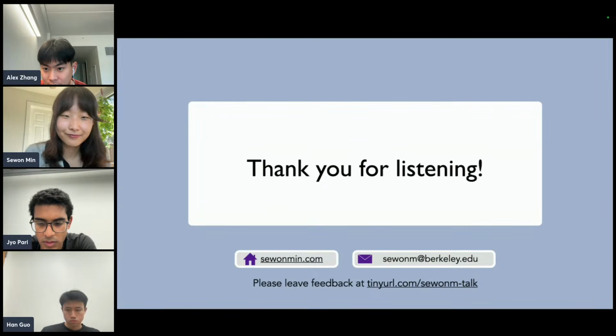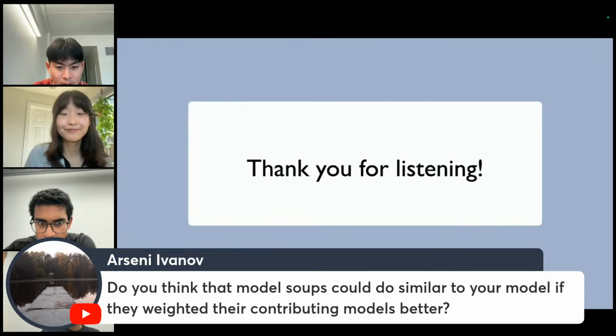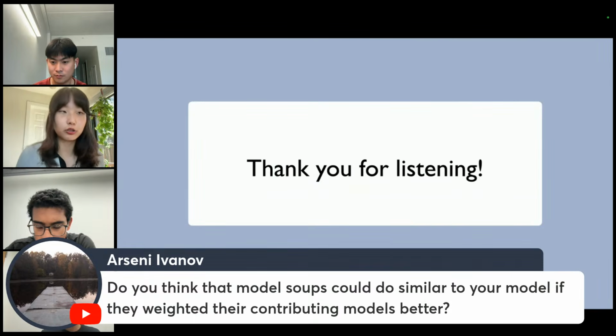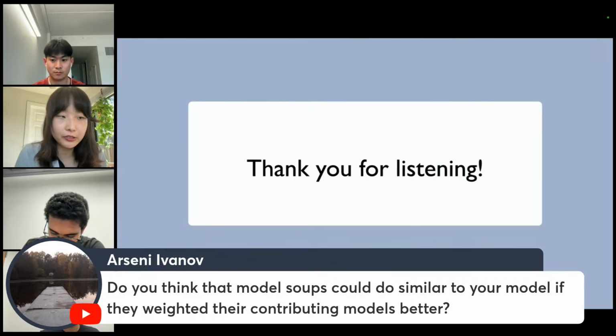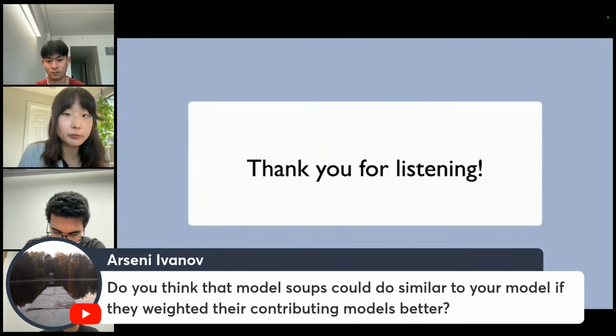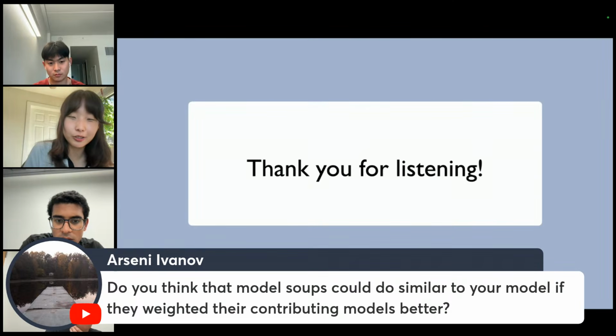And then I guess the last question is, do you think that model soups could perform similarly to your setup if they weighted their contributing models better? Great question. We also tried that. When we tried model soup, we tried two versions. One is uniform model soup, which is what most people do. The second is a weighted model soup where we have different weights for every input. We found mixed results. Sometimes it was better, especially when you have the right weight, as we mentioned. But finding the right weight is actually very difficult.